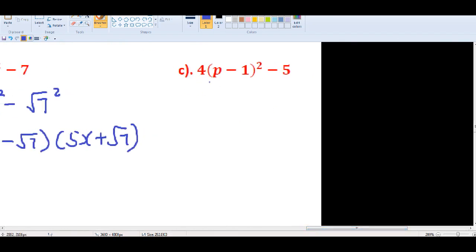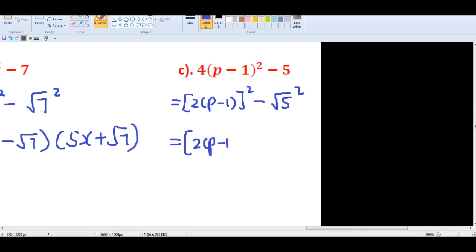Okay, so 4. The first part is pretty good, because 4 is a square number, but 5 is not. So you create that square out of nothing, and you get this one. Remember, if you've got a binomial, it's a bit trickier.